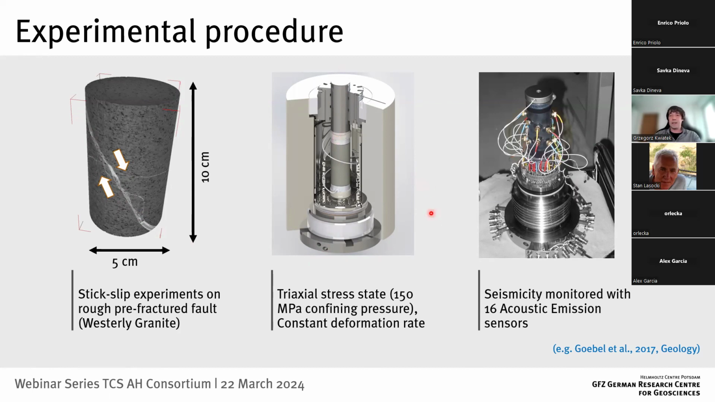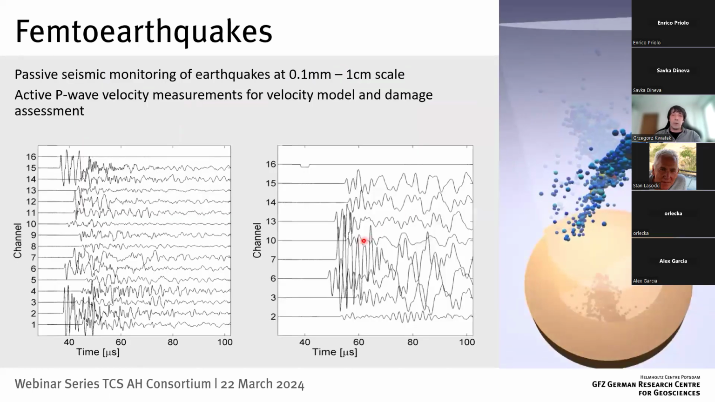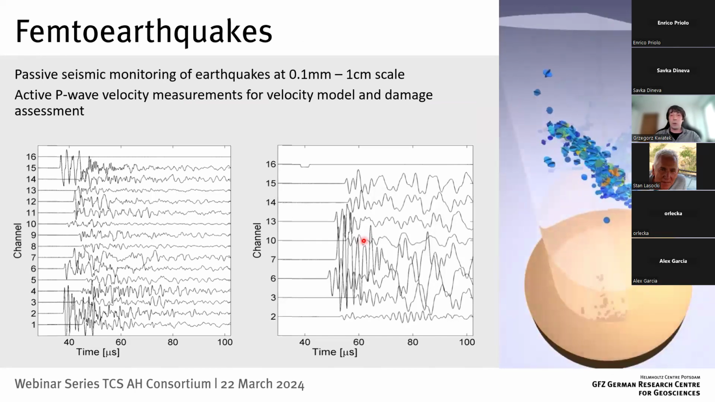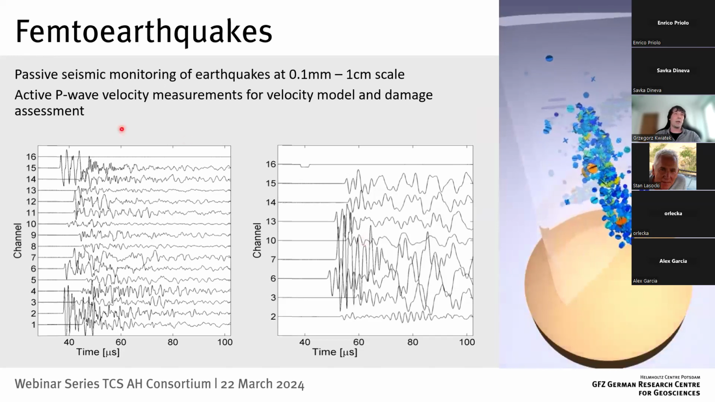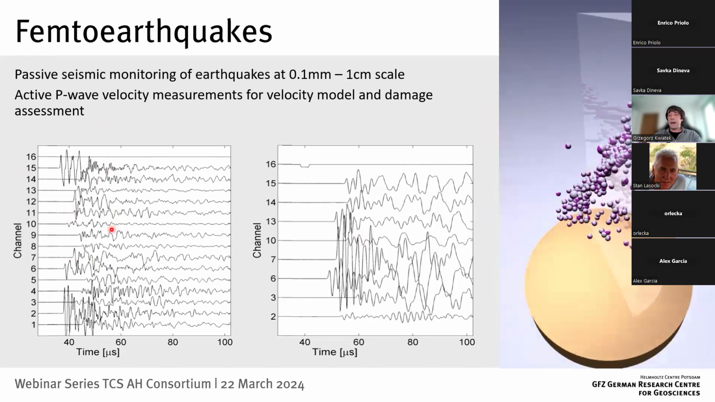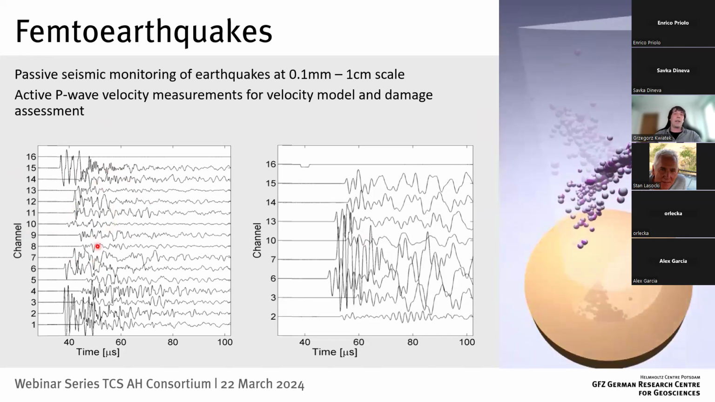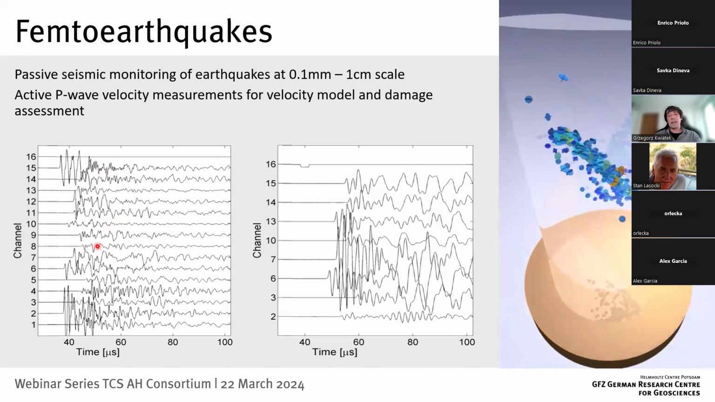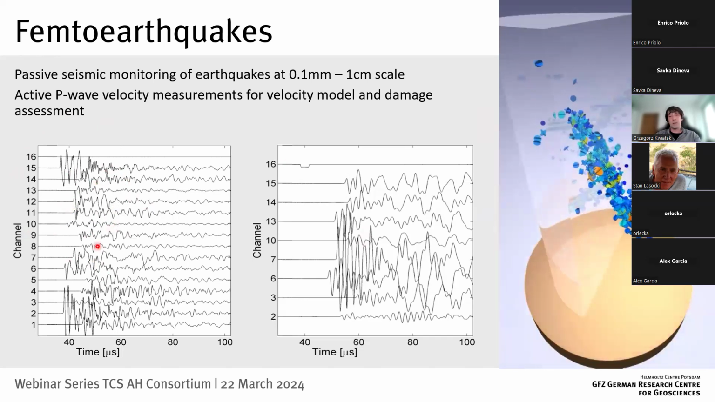The seismicity is monitored with a network of 16 acoustic emission sensors glued directly to the surface of the sample, providing optimum coverage. During the experiment, this acquisition system mostly works in passive mode and records the acoustic emission activity. You have an example of a magnitude -8 event here, I think. It allows us to develop a seismic catalog that includes location and magnitude, and we can also perform full moment tensor inversion.